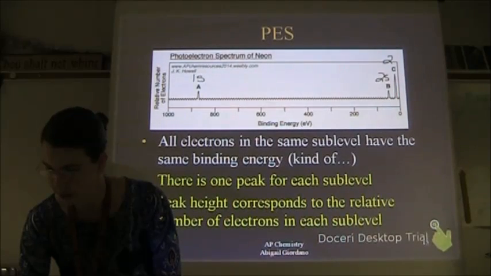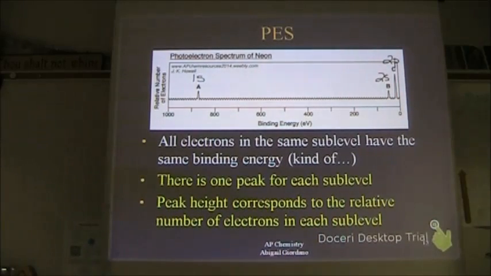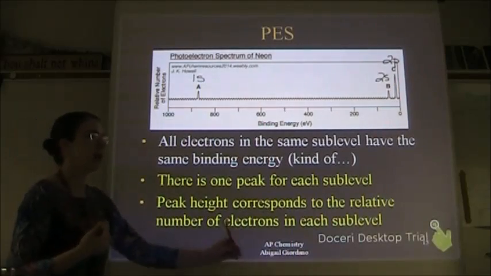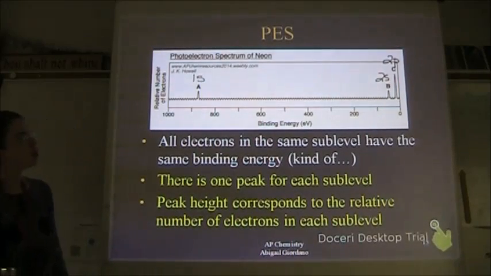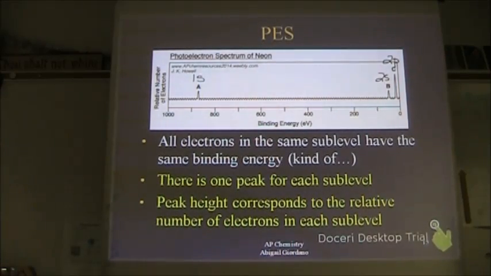2s, this is 2p. Each peak represents a sublevel, and each peak height, how tall that peak is, corresponds to how many electrons are in there. Do you all notice that peaks A and B are the exact same size? You know why that is? They both have 2 electrons in them.